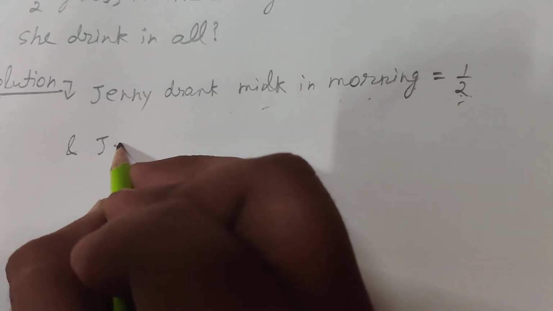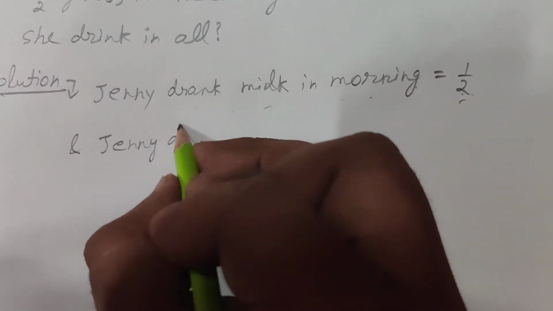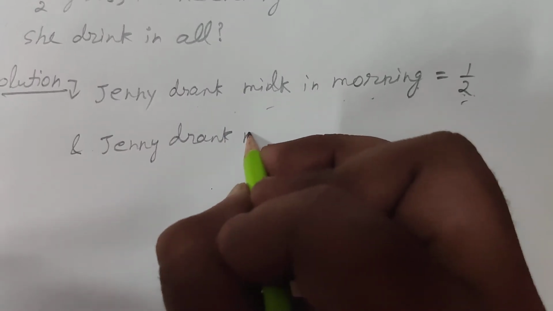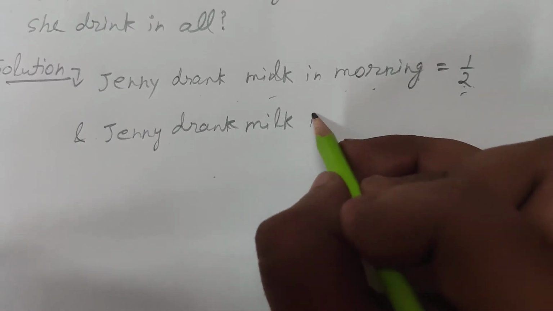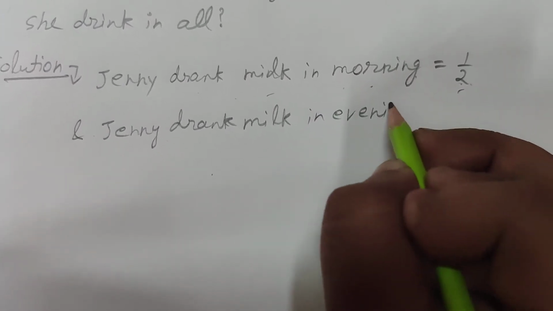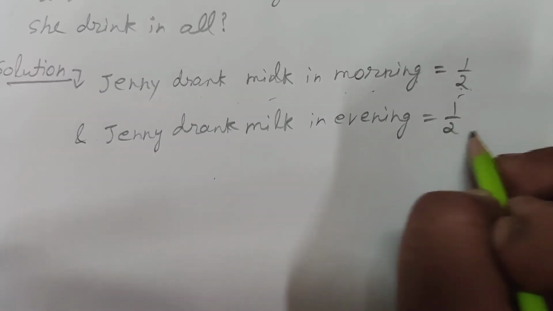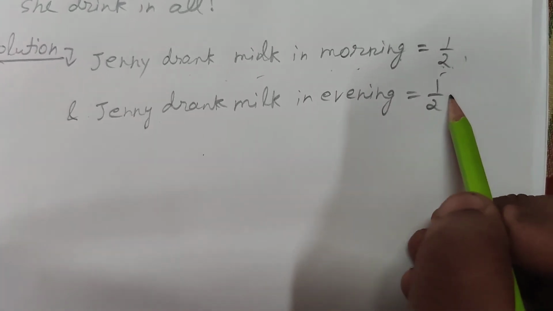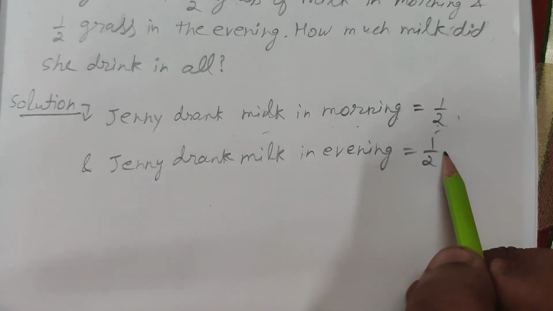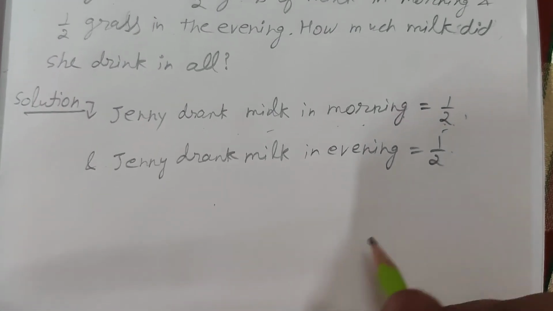And Jenny drank milk in evening is equal to 1/2. तो आधा ग्लास तो उसने सुबह पी लिया और आधा ग्लास पी लिया उसने शाम को. How much milk did she drink in all?